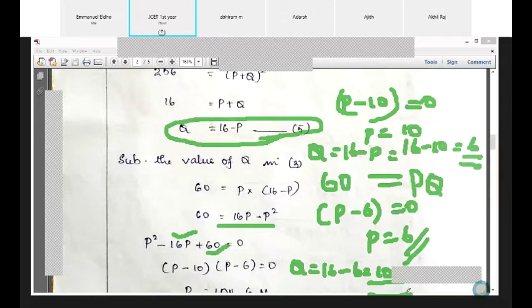So there are two answers. Suppose if p equal to 10, q is equal to 6, or if p equal to 6, then q is equal to 10 Newton.